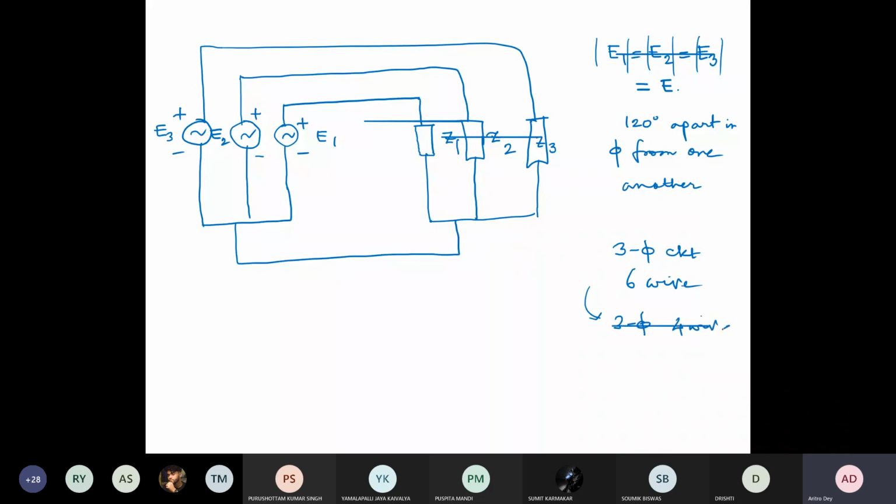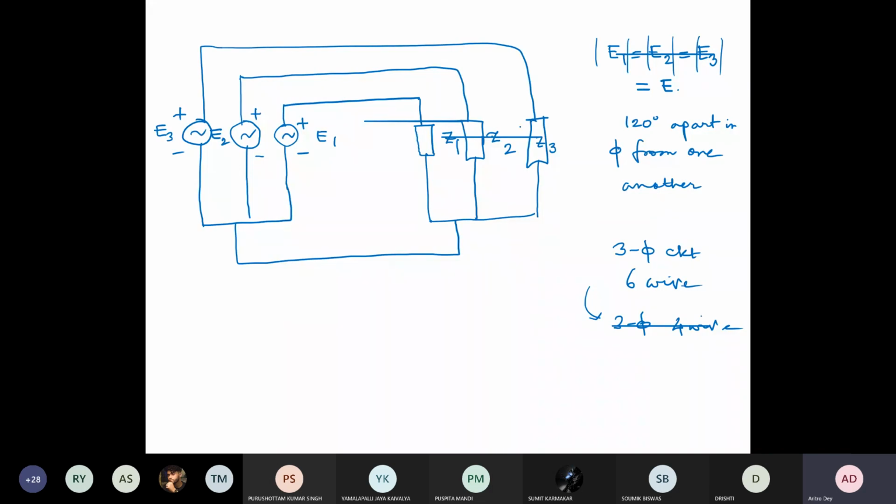So why do we go for this? Why do we go for a three-phase four-wire system? Because whenever we are using six wires, we are delivering the same power, but unnecessarily we are using more conductors. That means it was costly, right? We can save conductors if we go for a three-phase four-wire system.